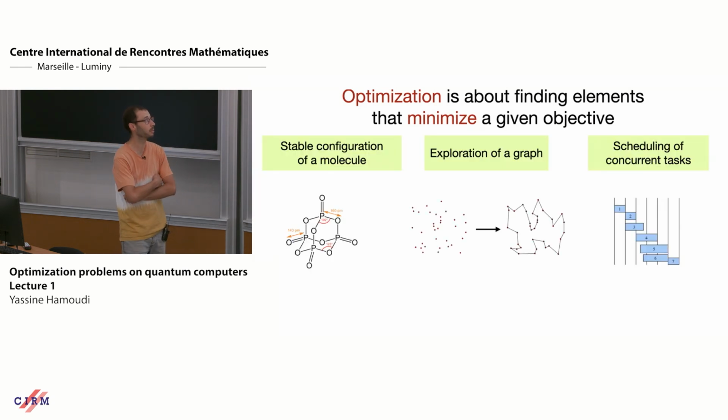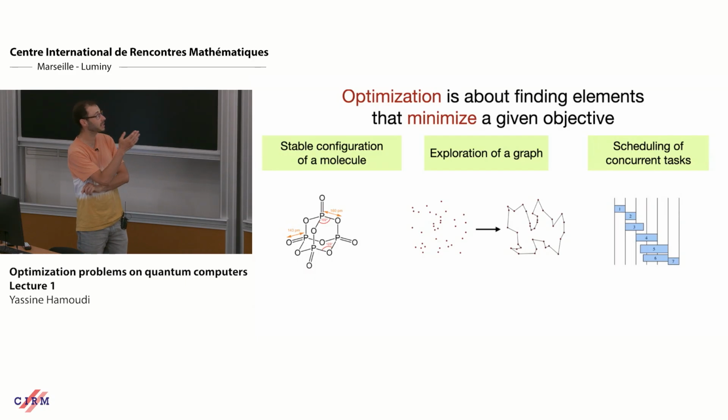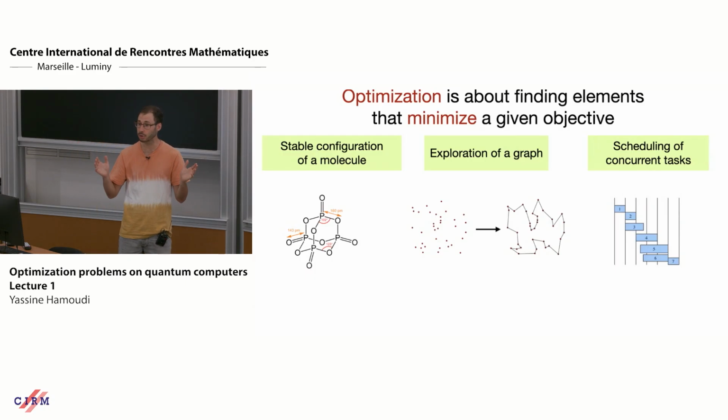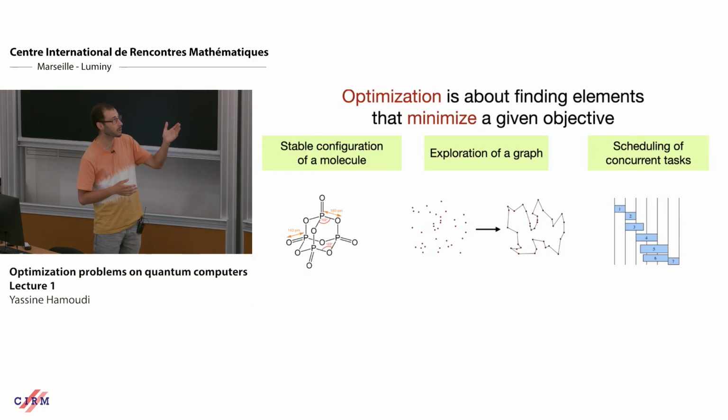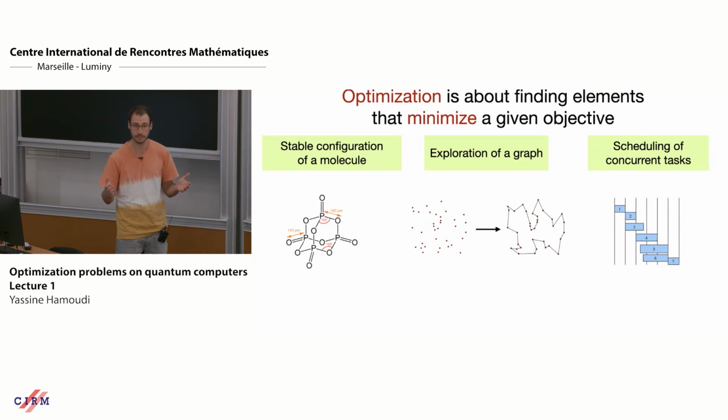So here I picked 3 examples of optimization. Optimization covers a lot of problems and areas of research. The first example connects to chemistry. It is about finding the most stable configuration of a molecule. So this is an optimization problem. Another problem, which connects to graph theory, is about exploring a graph in the most efficient way. You have a graph, a set of points connected with edges, and you want to find some efficient way of going around the vertices, for instance. Again, that is an optimization problem.